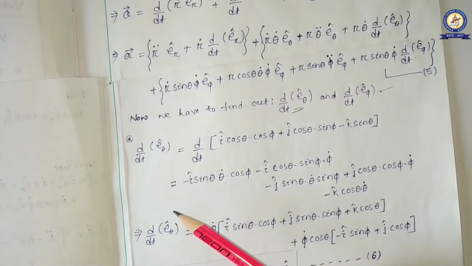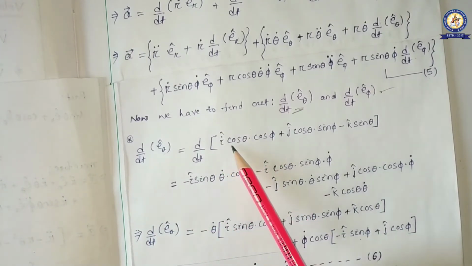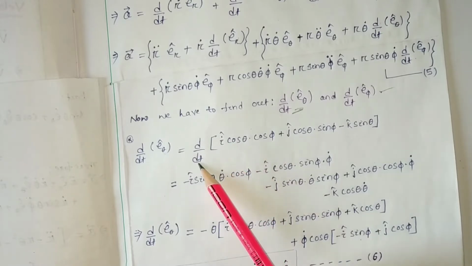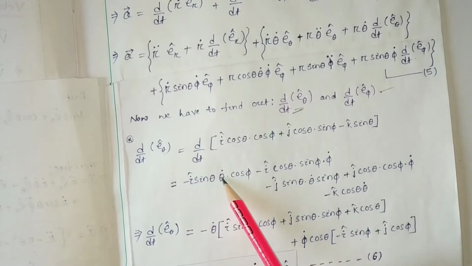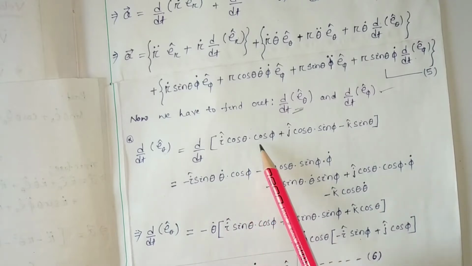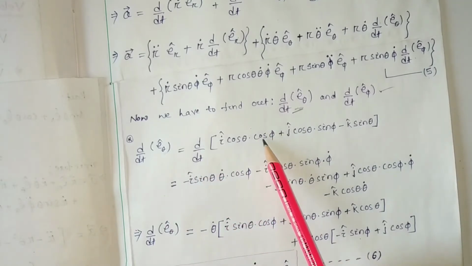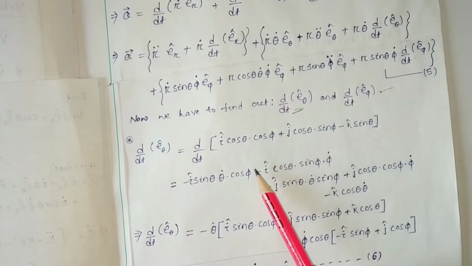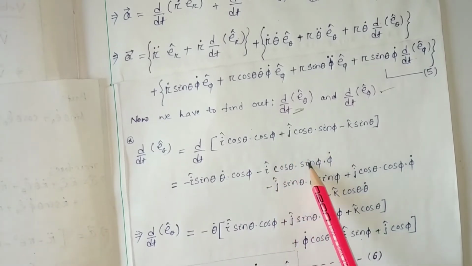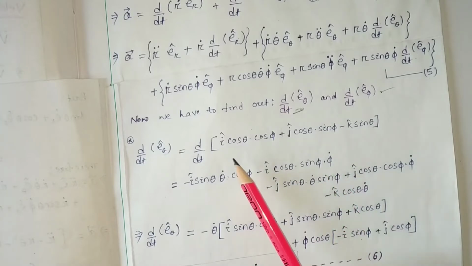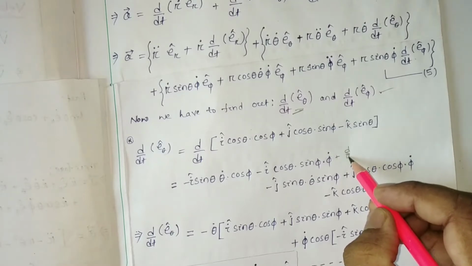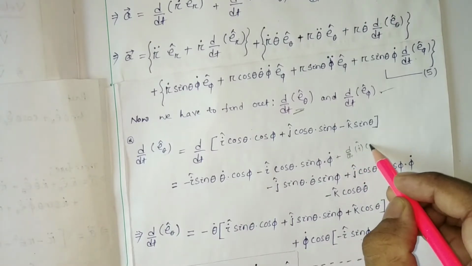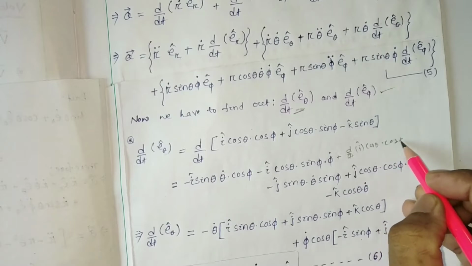Here you can see, first we have to consider the derivative of cos theta with respect to t. That means cos theta will be minus sin theta, then d by dt of theta will be theta dot. Cos phi as usual written. Then d by dt of cos phi will be minus sin phi. So here then minus I cap cos theta sin phi phi dot, and then plus d by dt of I cap cos theta into cos phi.